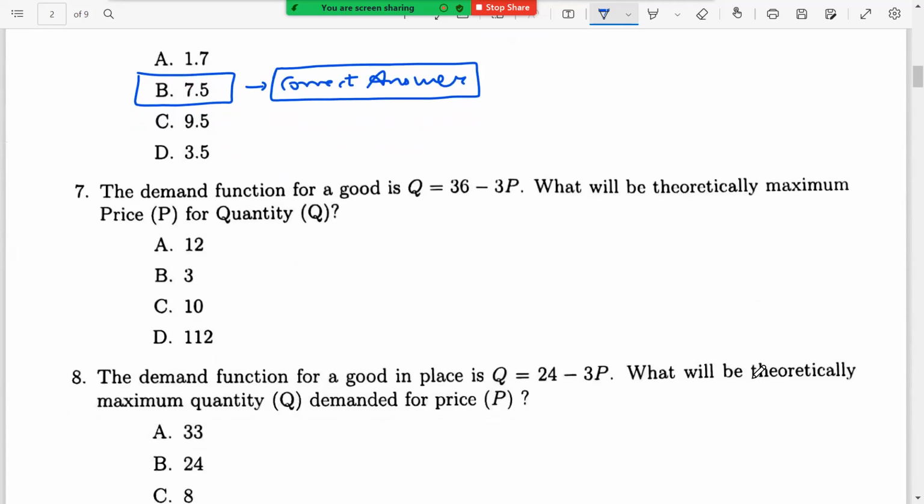Then let's quickly look at question number 7. Now in question number 7, we are given that the demand function for a good is Q is equal to 36 minus 3P. The question is asking us what will be the theoretically maximum price P for the quantity Q. Now what is the theoretically maximum price? We can have that price at which my quantity is equal to 0. This is a very easy question. Let's quickly come to the whiteboard and solve.